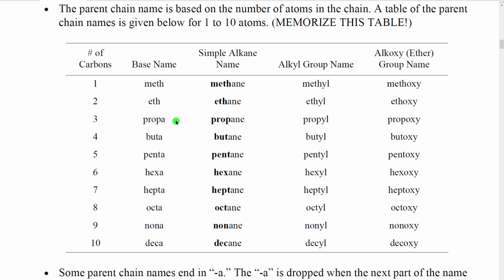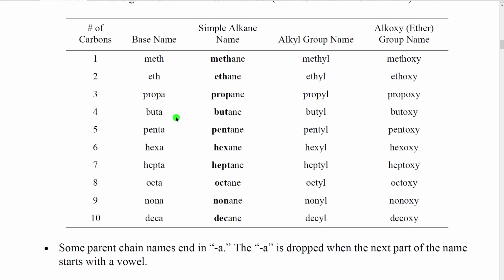The other thing is that you can see, starting with 3 carbons, these names end in A. The 1 and 2 do not. And we will often drop the A when we get to adding the names of the unsaturations. Okay? So the rule is, for parent chains that end in A, the A would be dropped when the next part of the name starts with a vowel.